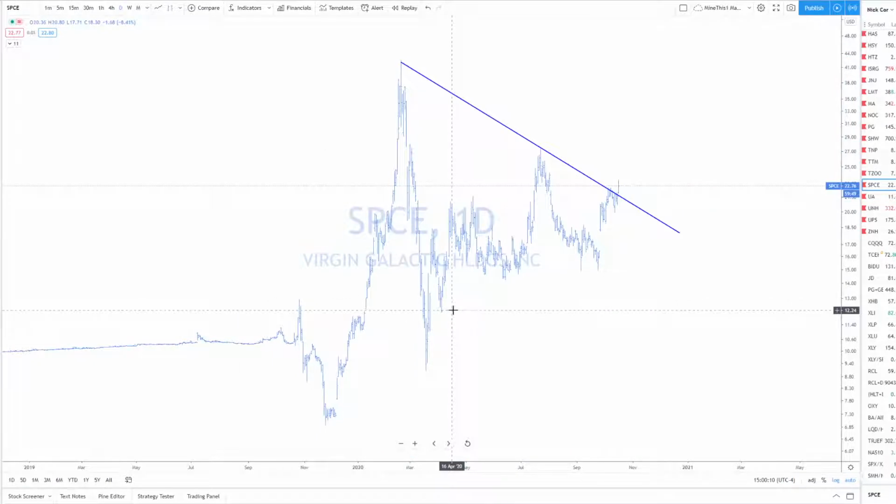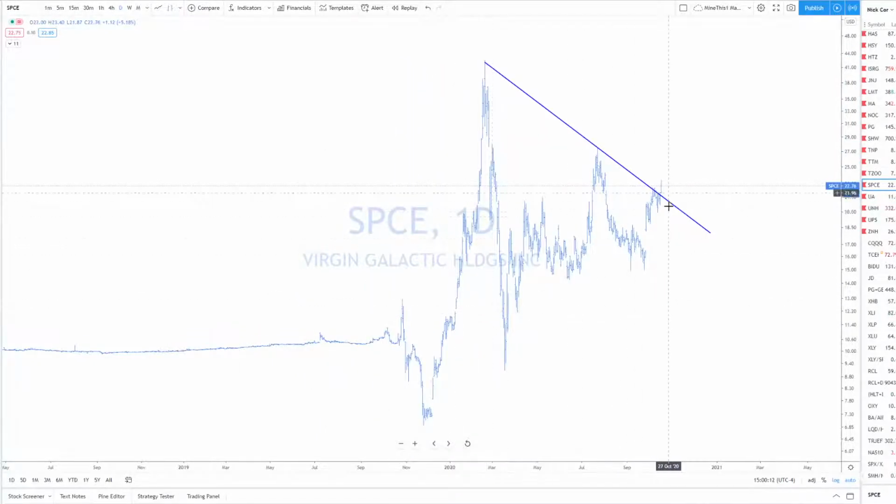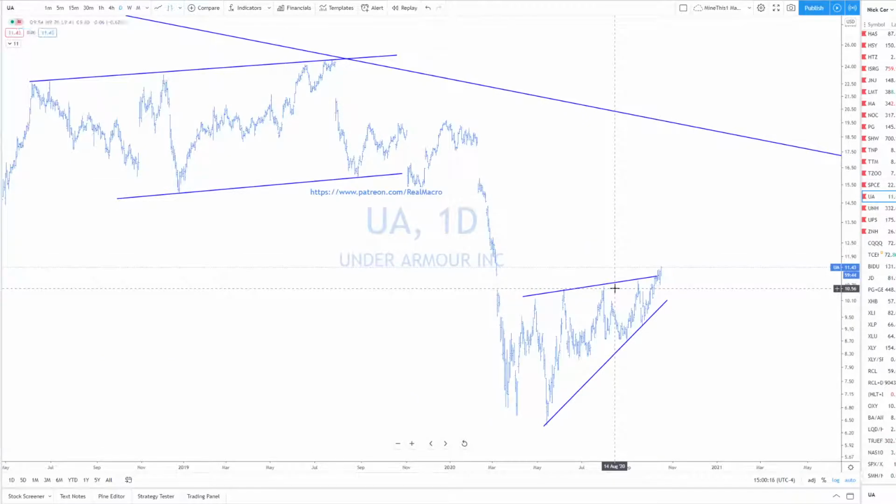Okay. Breakout. Take it. Comes back into structure. Get out if you like it. Under Armour breaking to the upside. Right. Nike was kicking ass all over the place. Under Armour is just riding its coattails.